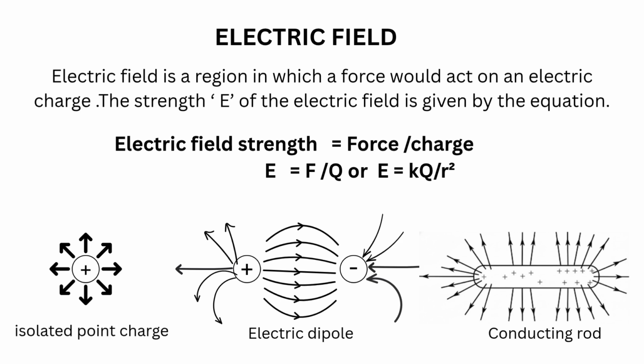Electric field lines are imaginary lines used to visually represent the electric field in a region of space. Field lines originate from a positive charge and terminate on a negative charge.